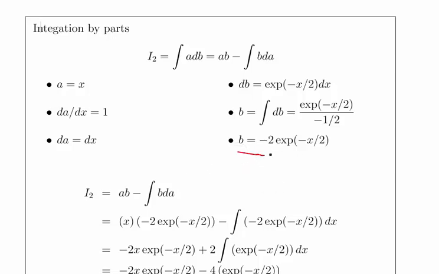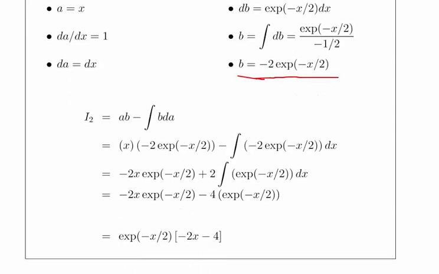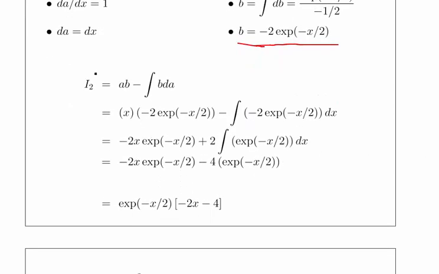b is minus 2 times the exponential of minus x over 2. When we piece it all together, I2, the second integral, equals ab minus the integral of b da, which is minus 2 times the exponential of minus x over 2 dx. So that's where that plus 2 becomes minus 2.